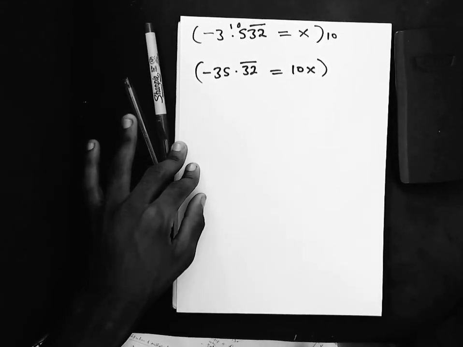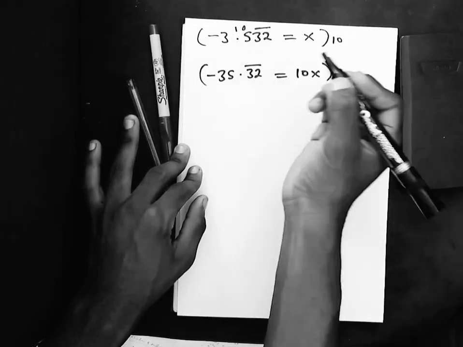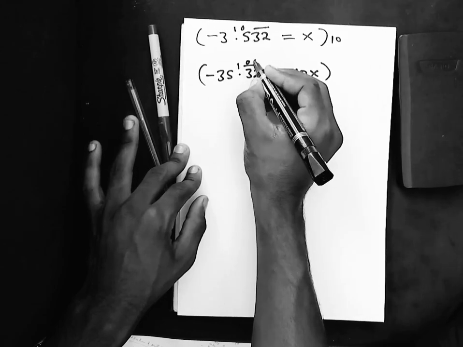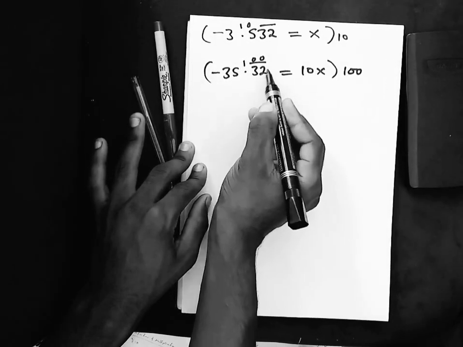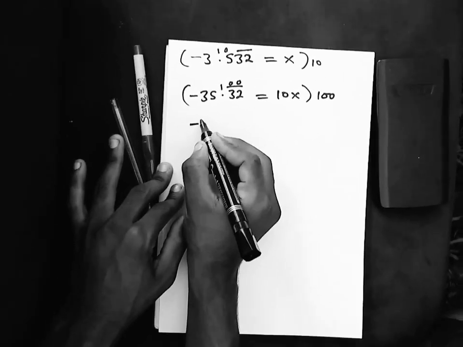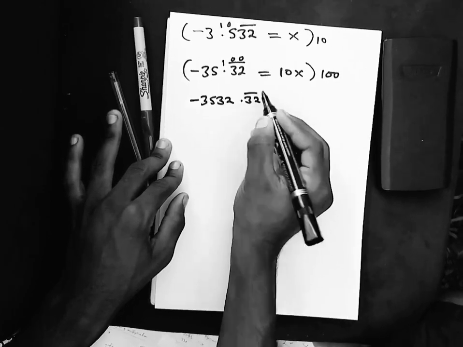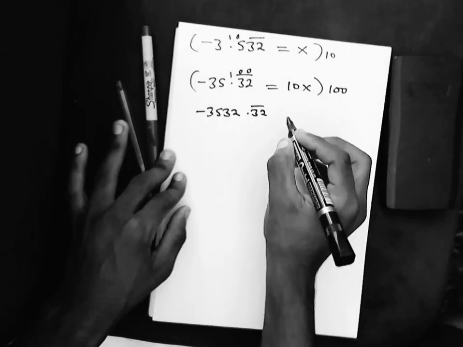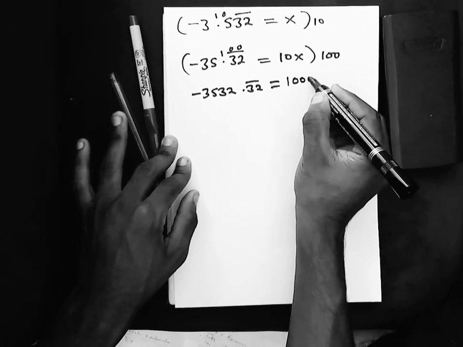And if it does that, then we are going to multiply this entire thing by what? By 100. So let's multiply this entire thing by 100. If you want, you can put a 1 here, another 0, 0, then this is 100. So if we multiply, then we shift these 2 digits this side. So we are going to have negative 3532.32 bar. Remember, the digits that are reoccurring always reoccur. Then this side you are going to have 100 times 10x. You are going to have 1000x.